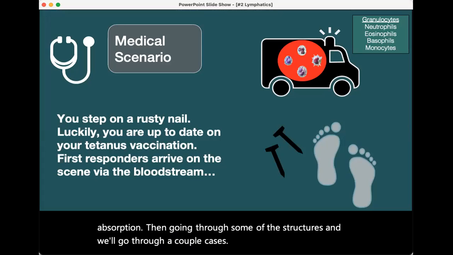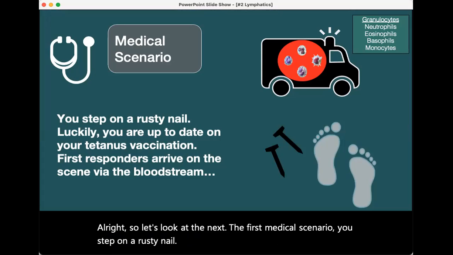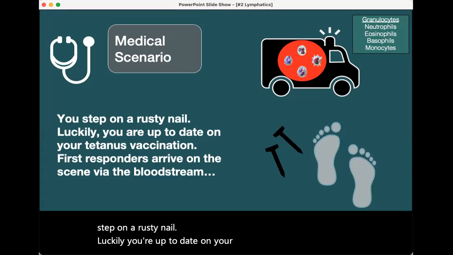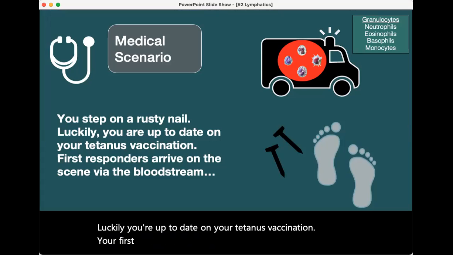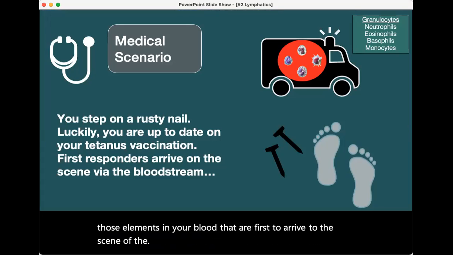All right, so let's look at the first medical scenario. You step on a rusty nail. Luckily, you're up to date on your tetanus vaccination. Your first responders, and I'm referring to first responders as those elements in your blood that are first to arrive to the scene of the nail stick.